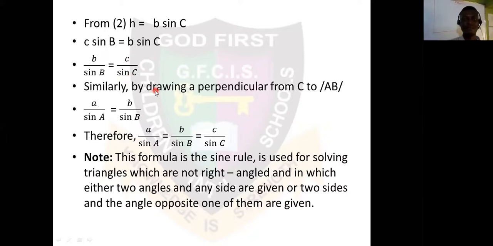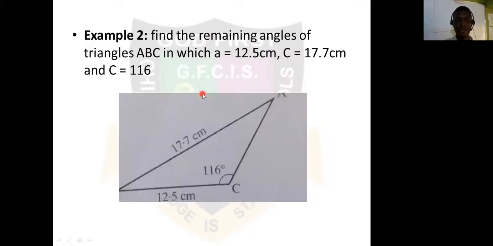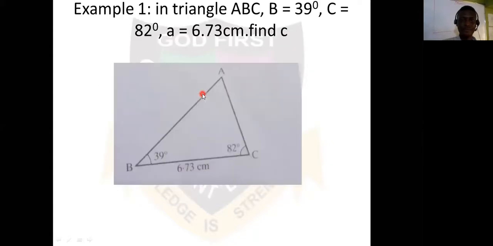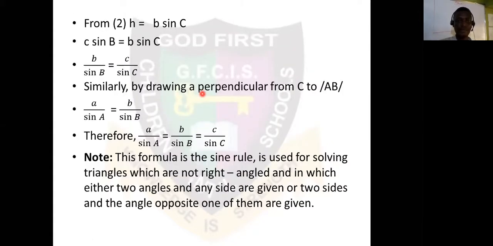So similarly, by drawing a perpendicular from C to AB, then we have a over sine A equal to b over sine B. Therefore, a over sine A equal to b over sine B equal to c over sine C. This is the formula we are looking for. So this is the sine rule. It's used for solving triangles which are not right angled.